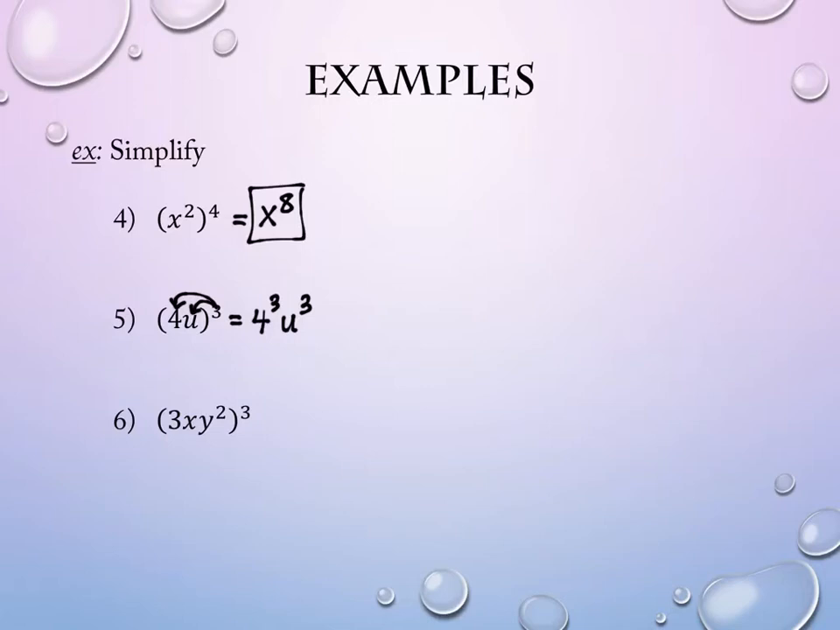Okay, so what is 4 cubed? 64. And then we have u cubed. So please remember to distribute the exponents to coefficients just like we do to variables.